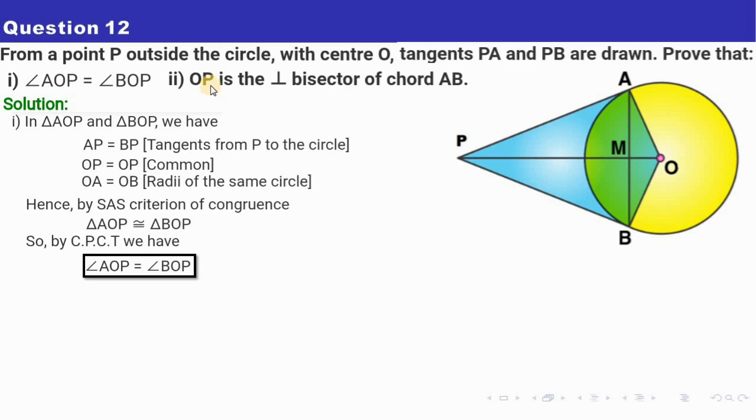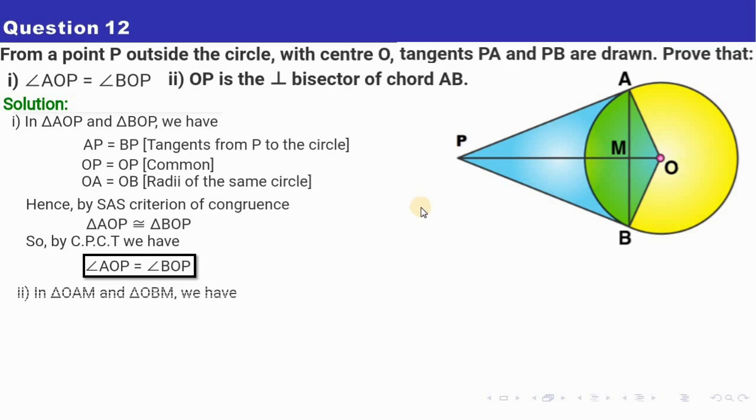The second part says OP is the perpendicular bisector of chord AB. If you see here, AB is a chord, right? So there's a circle and AB is a chord. Now OP means this line. This line not only bisects, bisect means AM will be equal to MB, and that's what we need to prove here. Not only will it bisect, but it will bisect in a perpendicular manner. That means this angle or this angle will be 90° each. That's what we need to show here.